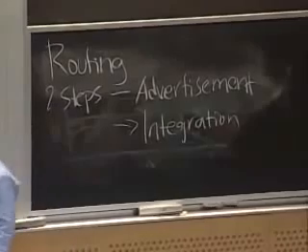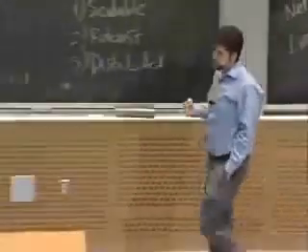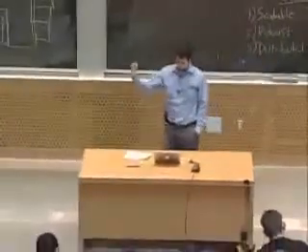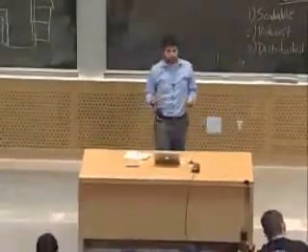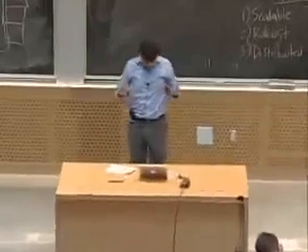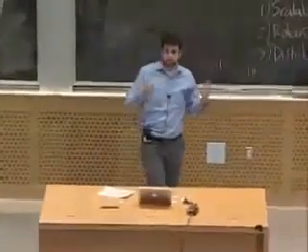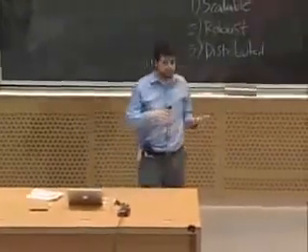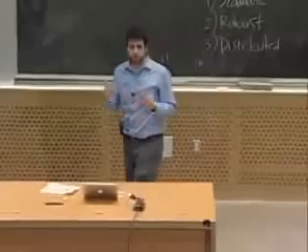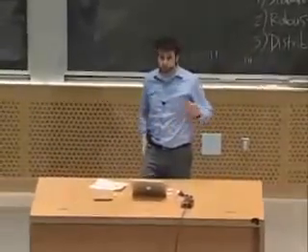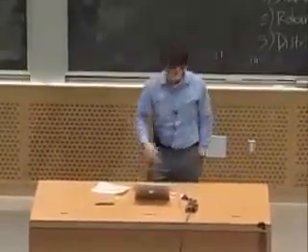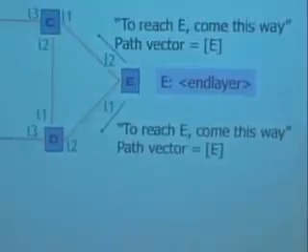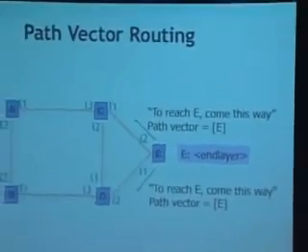The idea is that during the advertisement step, each node is going to advertise what other nodes it knows how to reach. And then during the integration step, each node is going to take all of the advertisements that it heard during the previous advertisement step and integrate them into a new set of routes that identifies the new set of nodes that this node can reach. Okay, so this will be very, very clear when I show you the example. So let's just look at the case of all the nodes figuring out how they can reach node E.